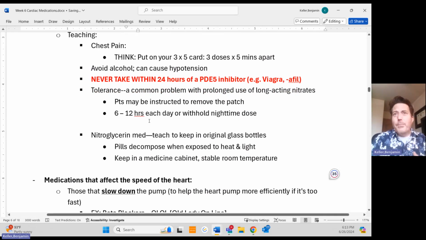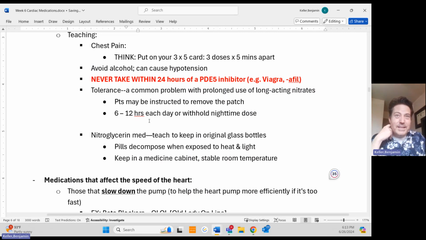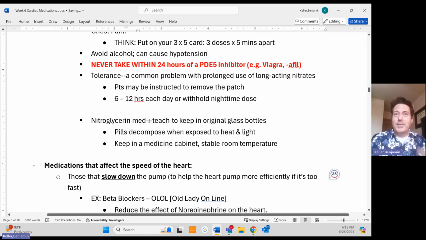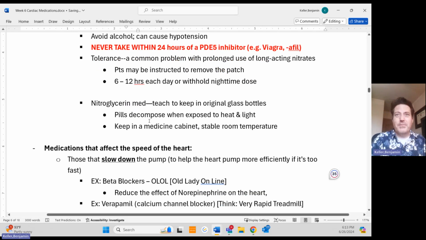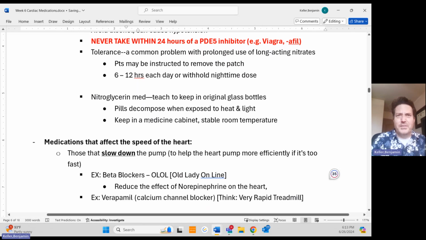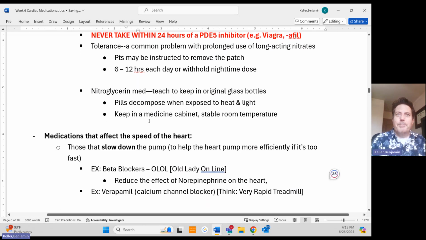So tolerance is a common problem with nitrates, with prolonged use of long-acting ones especially. And so some people take nitroglycerin in a patch, or they might take some other forms of it. And so they may be instructed to remove their patch at night, or for 6 to 12 hours or so.